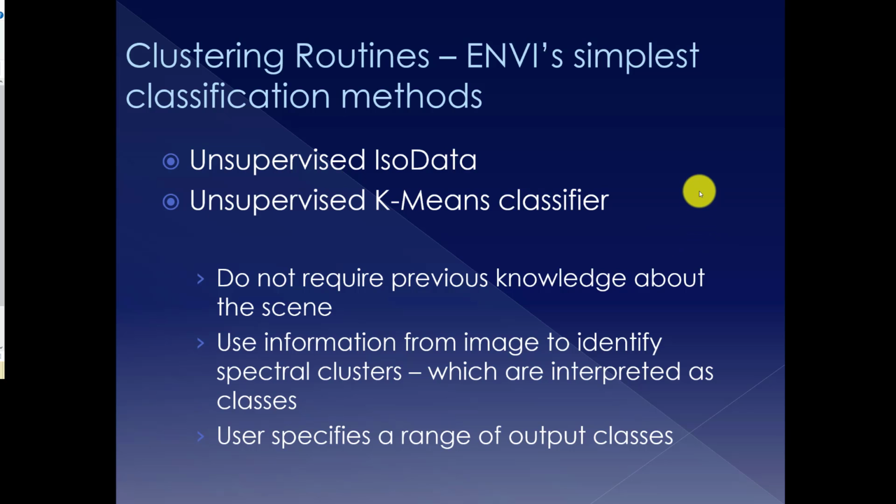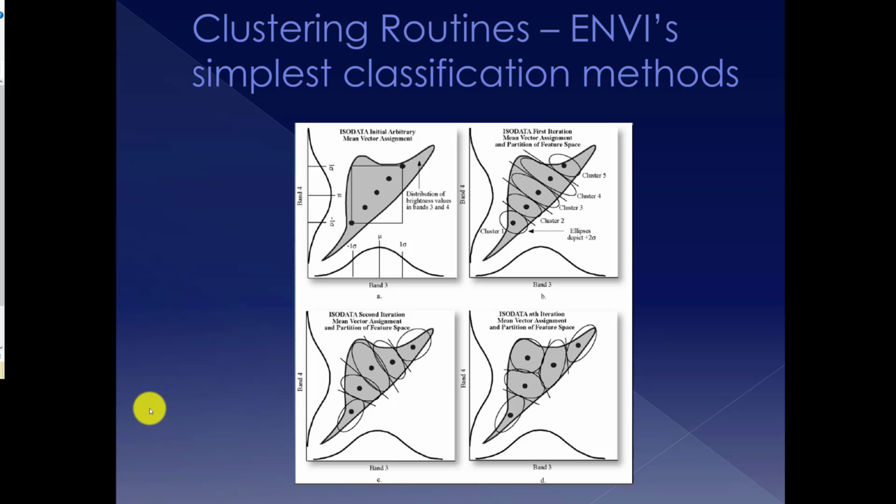ENVI's simplest classification method is a clustering routine, and it's unsupervised: either the ISODATA or k-means classifier. The advantages of unsupervised classification: you don't need previous knowledge about the scene. You can use information from the image to identify the spectral clusters interpreted as classes, and the user can specify the number of classes.